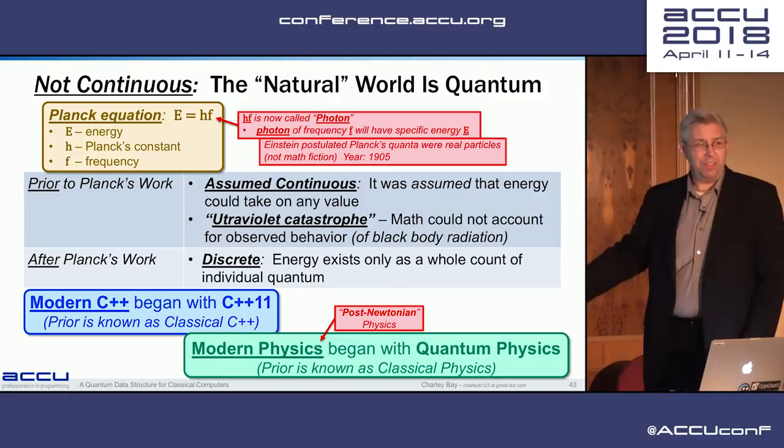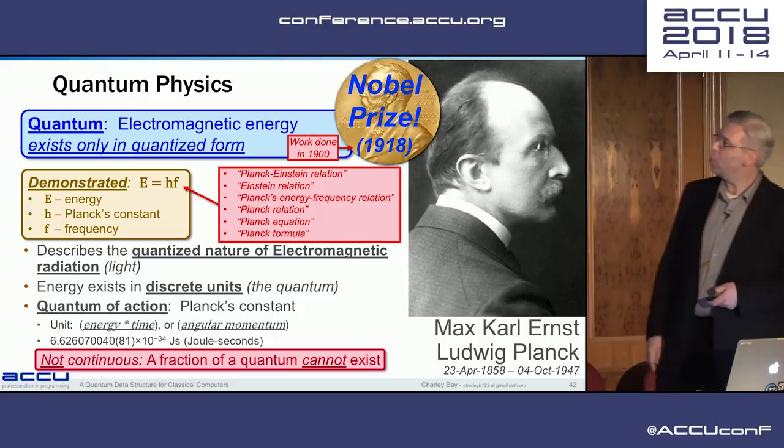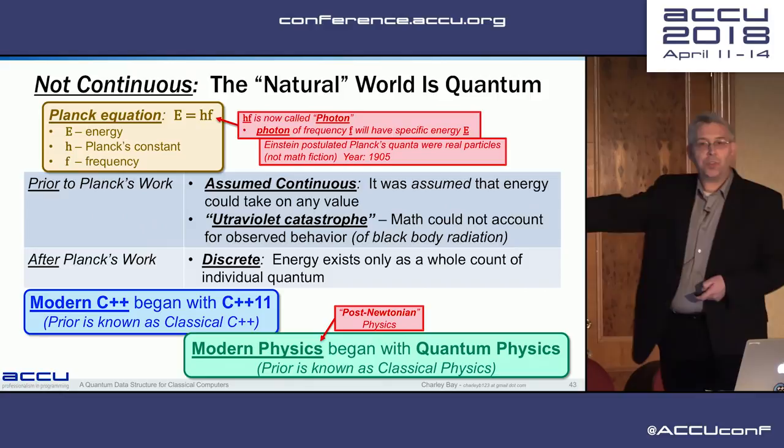He did the work in 1900, Nobel Prize in 1905 or whenever it was. When was that? Go back up. There he is, 1918. So he had to wait 20 years. Poor guy. Okay, so post-Newtonian physics is kind of this world of quantum physics that we've been playing on for the last 120 years.